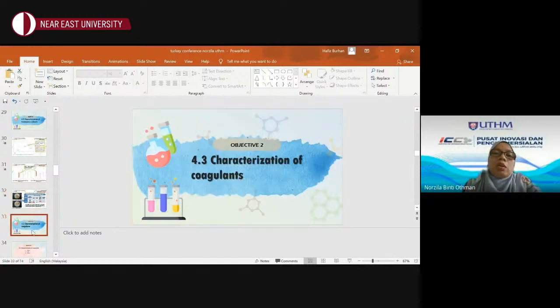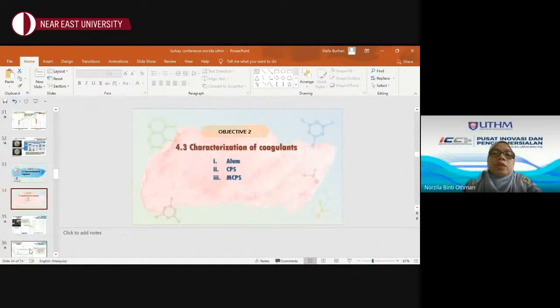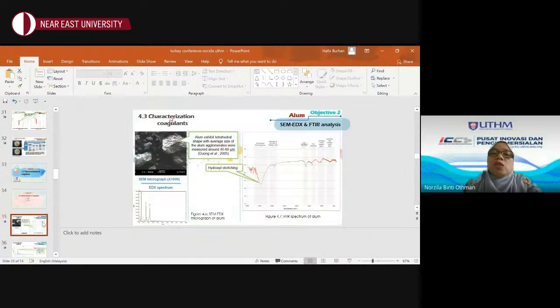Then we go to our result for objective 2, characterizations of coagulant. Characterizations of coagulant using coagulant like alum, cassava peel starch, and modified cassava peel starch. Look at the first one. So alum exhibits a tetrahedral shape with average size of the agglomerates measured around 40 to 60 micrometer.